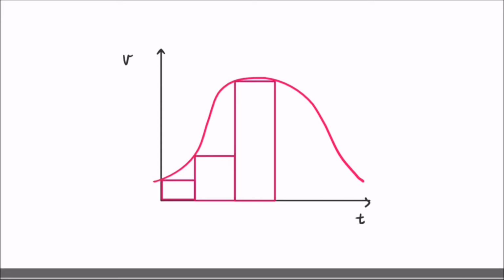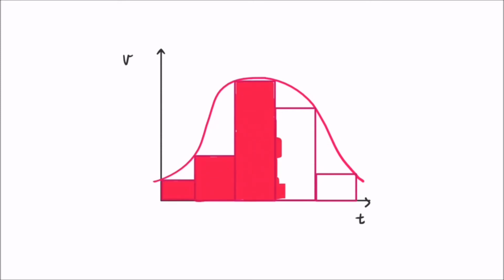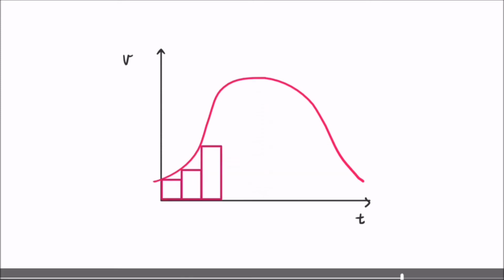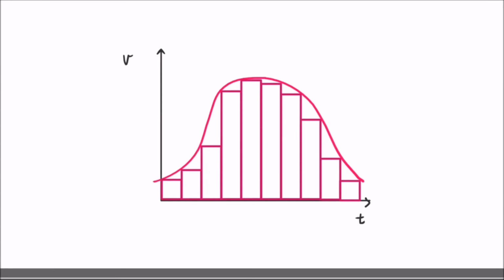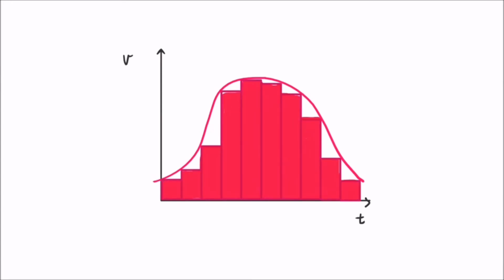One way calculus would solve this is by looking at this curve as having many rectangles with different changing heights, and then we will add those rectangles to find the area under the curve.